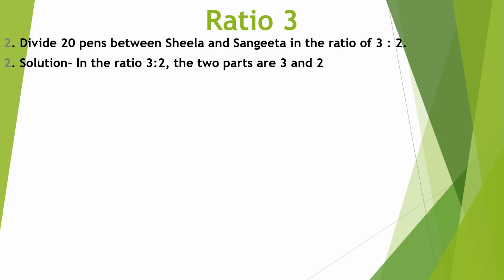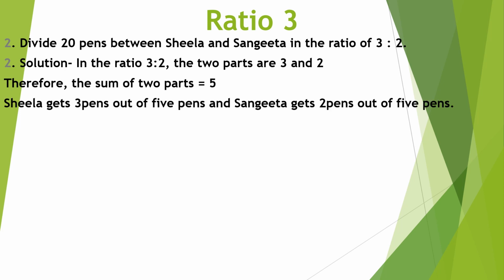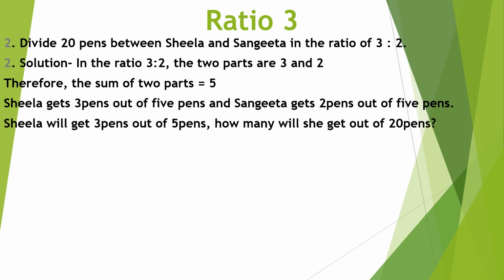Now, we have to divide 20 pens between Sheila and Sangeeta in the ratio 3 is to 2. Now, in the ratio 3 is to 2, there are two parts. One is 3 and the other is 2. The sum of these two parts is equal to 5. So, Sheila gets 3 pens out of 5 pens and Sangeeta gets 2 pens out of 5 pens.